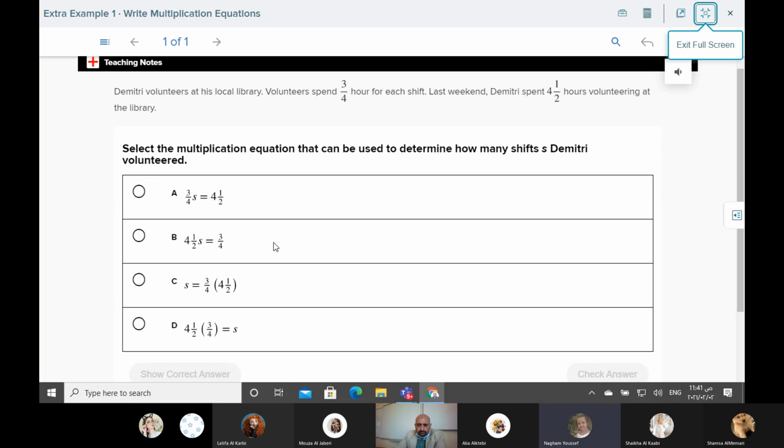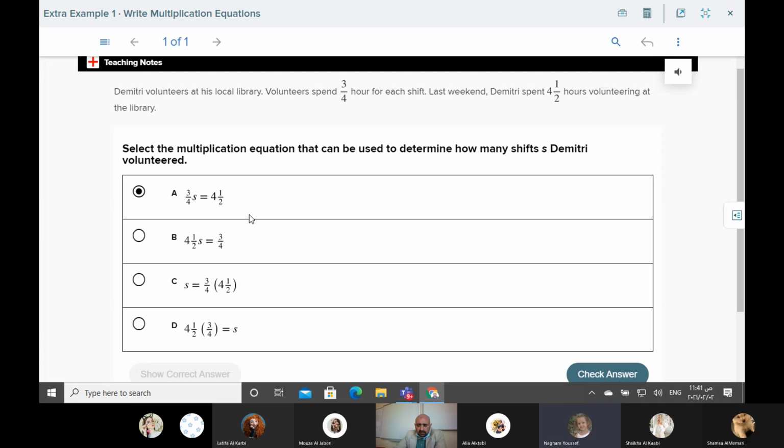Mr., is the answer A? Why? Can you explain? Because here 3/4 multiplied by S equals 4 and 1/2. And what here would be the variable? S. Yes, S. Why would we make it a variable here?